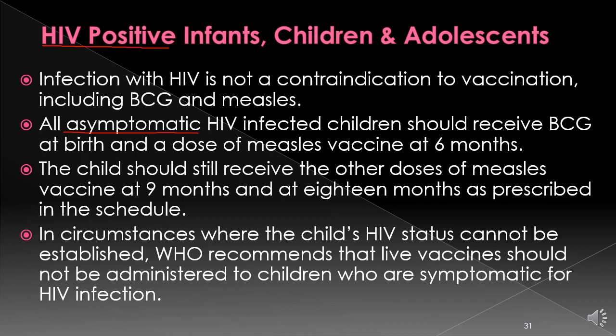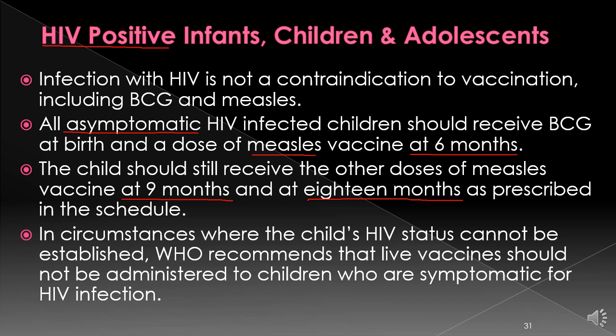So we are saying this child should still receive their usual doses of vaccines. However, when it comes to the measles vaccine, you remember on the schedule we said that if a child is HIV positive, then they receive the early measles vaccine at 6 months, but they will still receive the usual dosing of measles vaccine at 9 months and also at 18 months, according to the schedule.